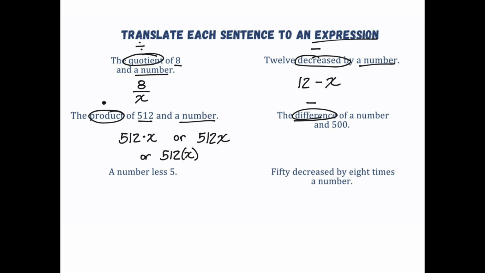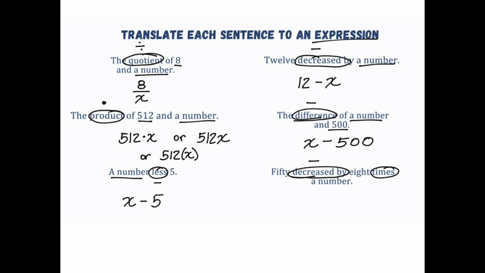The next problem is the difference of a number and 500. Difference is subtraction, and we're going to keep it in that same order. Order matters. When we use the word difference, it stays in the same order. So x minus 500. Next, a number less 5. Now, when it's less, that means we're keeping it in the order it's given to us. If it was less than, that would be a little bit different. So x minus 5. Lastly, we have 50 decreased by 8 times a number.